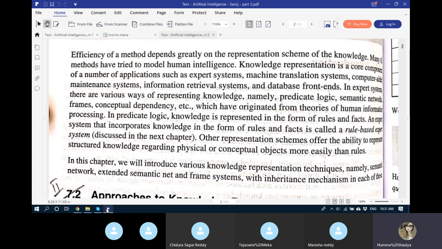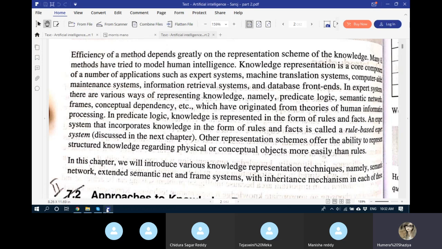So in predicate logic, knowledge is represented in the form of rules and facts, and an expert system that incorporates knowledge in the form of rules and facts is called a rule-based expert system. Please remember that an expert system which uses rules and facts to derive new conclusions from the knowledge base is known as a rule-based expert system.